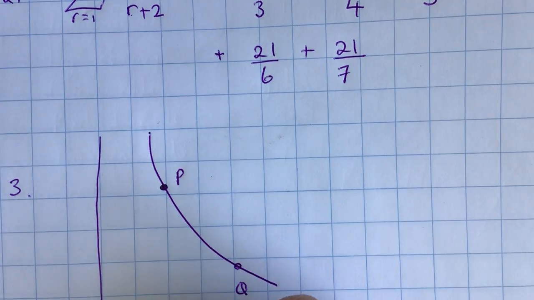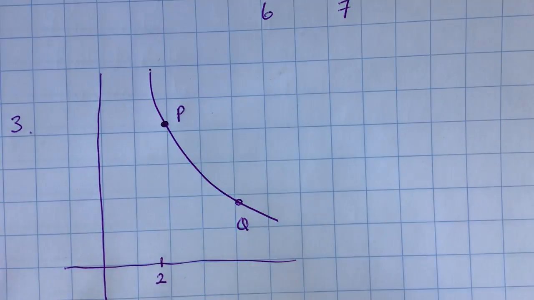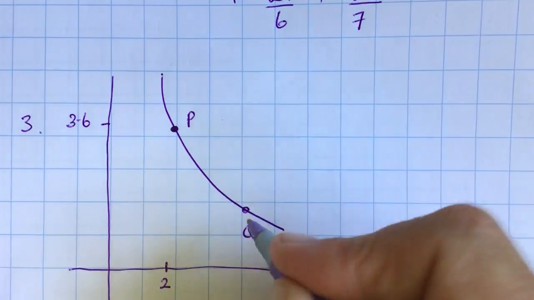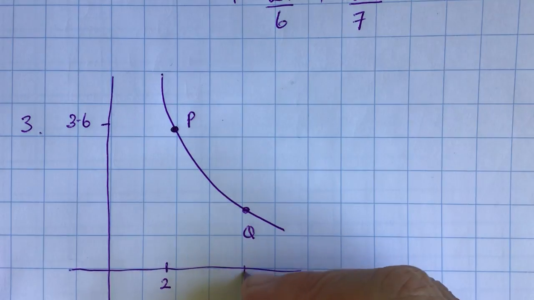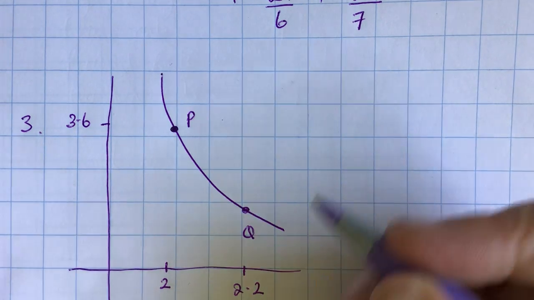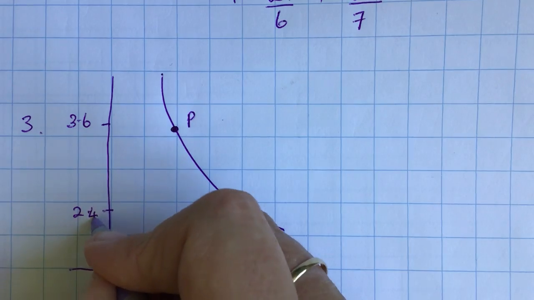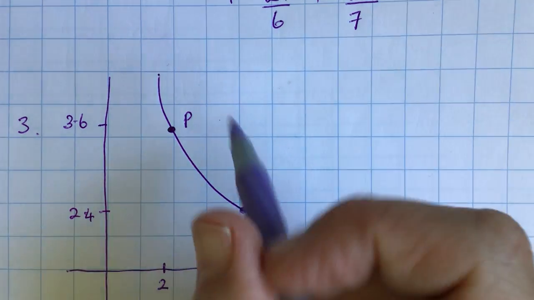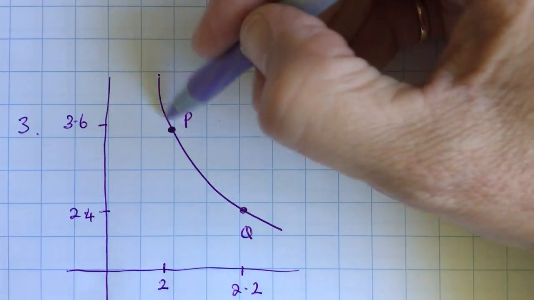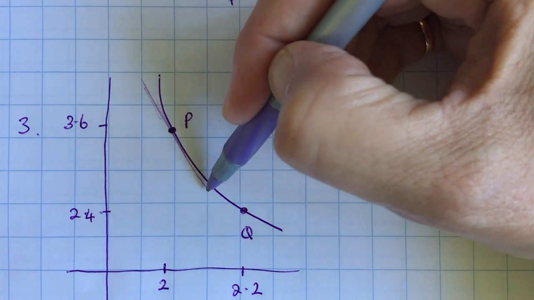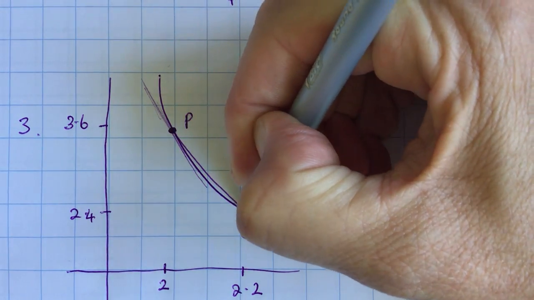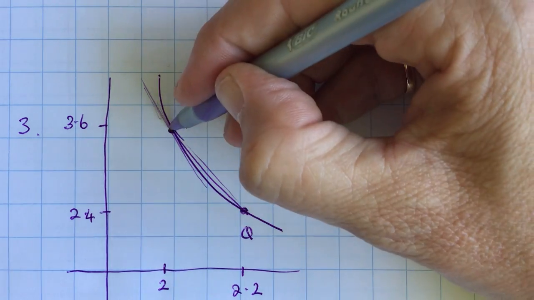So the coordinates for P are 2 and 3.6, and the point Q has an x coordinate of 2.2 and a y coordinate of 2.4. Now if we read the question, it says use P and Q to estimate the gradient of the curve at the point where x equals 2. So the gradient of the curve would actually be the gradient of this tangent, and you can see that the gradient of this chord, from P to Q, isn't that far off.